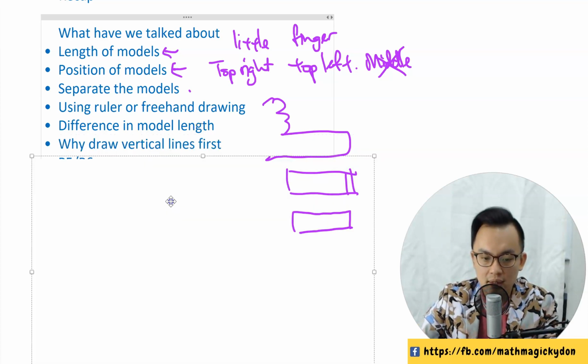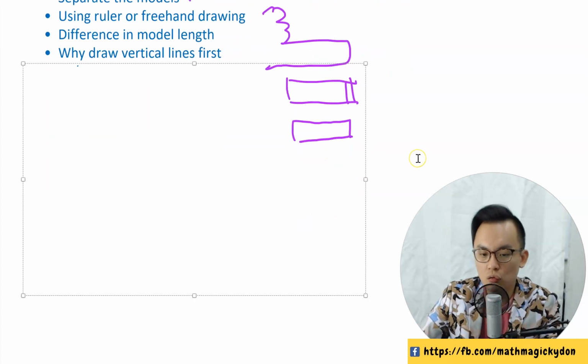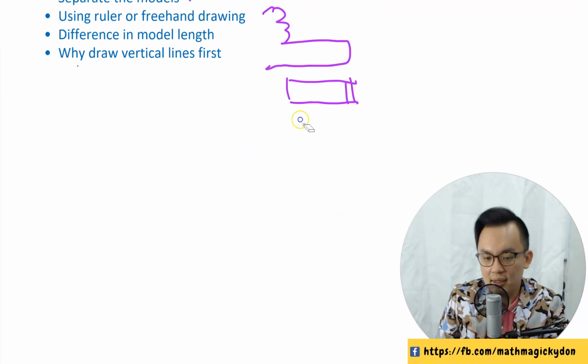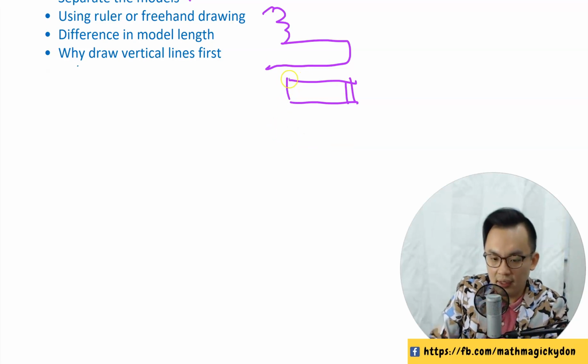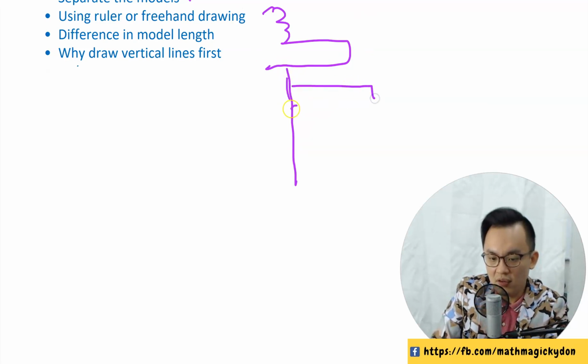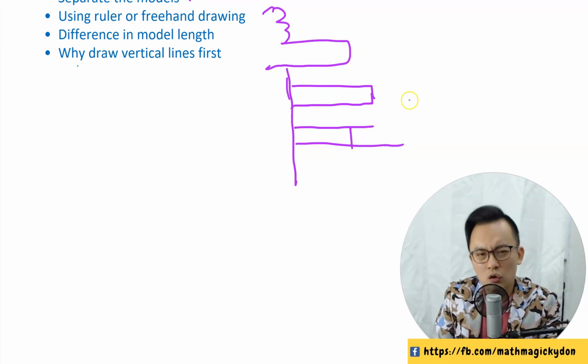And the next one is, why draw vertical lines first? Remember, why draw vertical lines? So that you do not exceed your horizontal line. I know some schools teach them to draw a vertical line like this down, and after that they draw the models like that, which is fine. This is also okay. And then sometimes they draw like this. Then they have to cut. Then they have to rub away. So you don't want to do that.